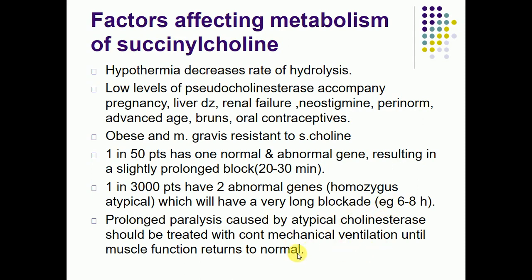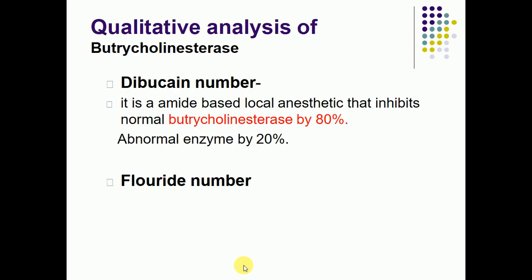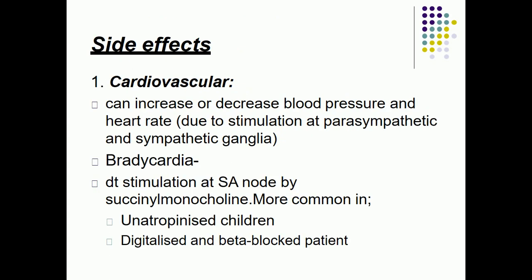Prolonged paralysis caused by atypical cholinesterase should be treated with continued mechanical ventilation until muscle function returns to normal. These are the qualitative analyses of butyrylcholinesterase. Dibucaine number: it is an amide-based local anesthetic that inhibits the normal butyrylcholinesterase by 80% and the abnormal enzyme by 20%. Fluoride numbers. These are the side effects which are reported.